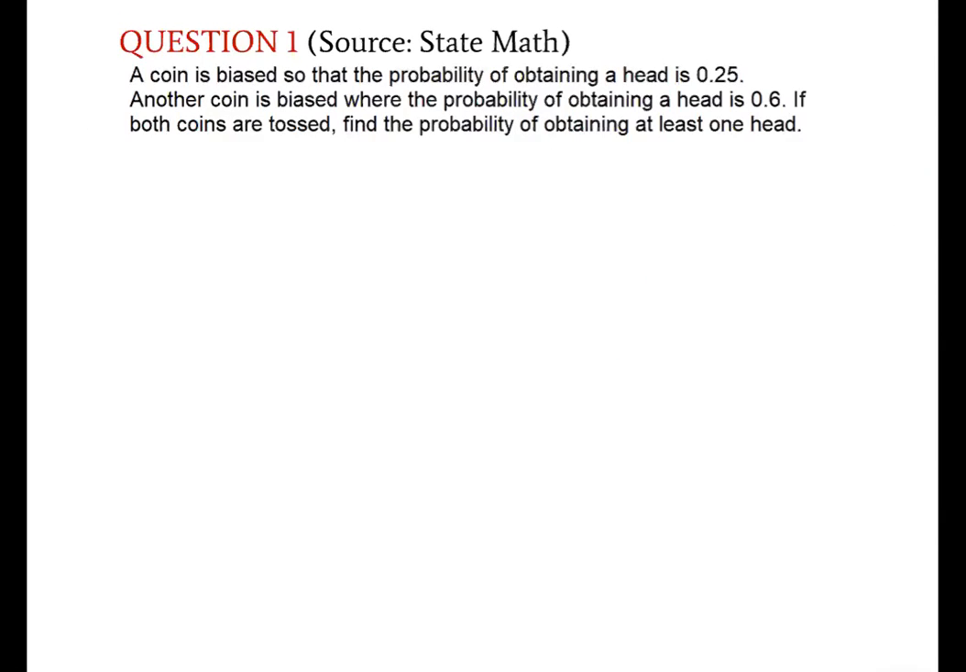Let's start with question 1. You're given a coin that's biased so that the probability of obtaining a head is 0.25. And then you have another coin that's biased so that the probability of getting a head is 0.6. I mean, not percent. So you want to find the probability of obtaining at least one head.